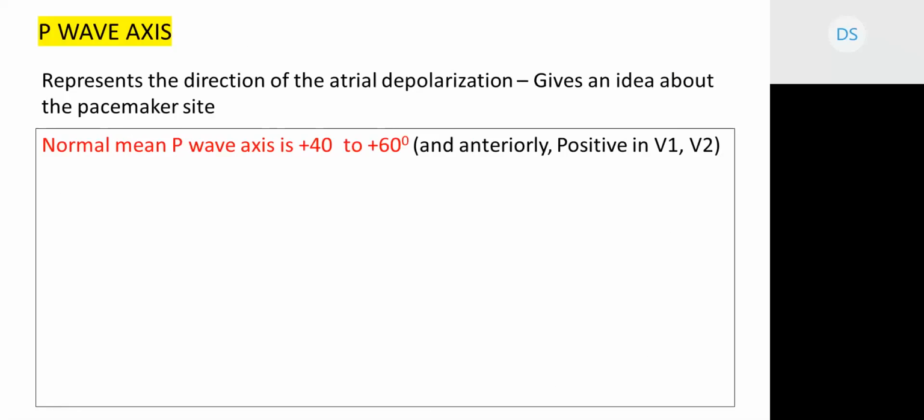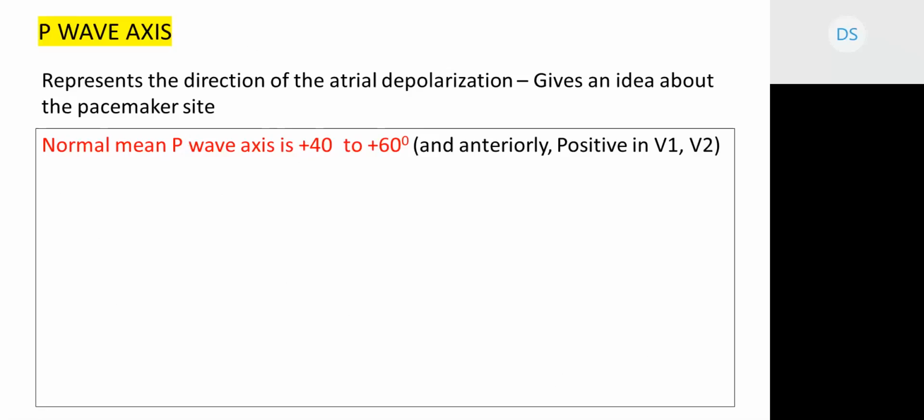If you have the electrical focus originating from the lower part of the atrium, and then the atria is getting depolarized in a superior direction, then your P wave axis is also going to be abnormally directed superiorly. The normal P wave axis, because we understand that from the sinus node it goes down and then it goes right and left. But the mean P wave axis is downwards and leftwards, which is plus 40 to 60 degrees, and it is also anterior.